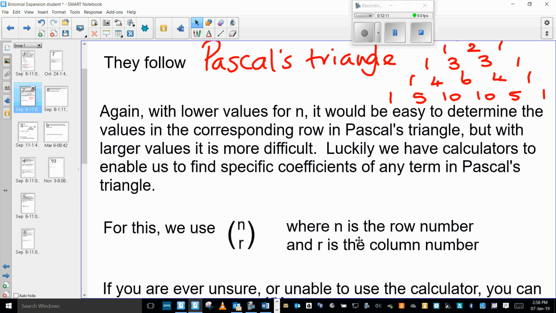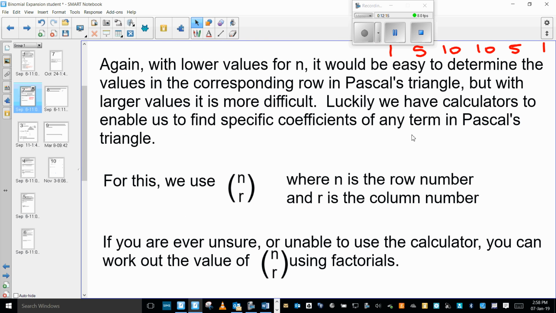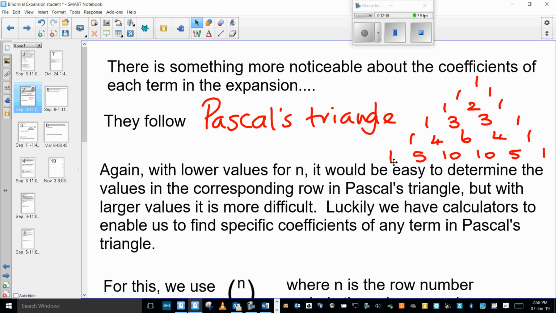Okay, the r would be the column number. Again, when we talk about the columns, we start labeling our columns at 0 as well. So this number here, this 1, would be column 5. So column 0, this would be column 1, column 2, column 3, column 4, column 5.